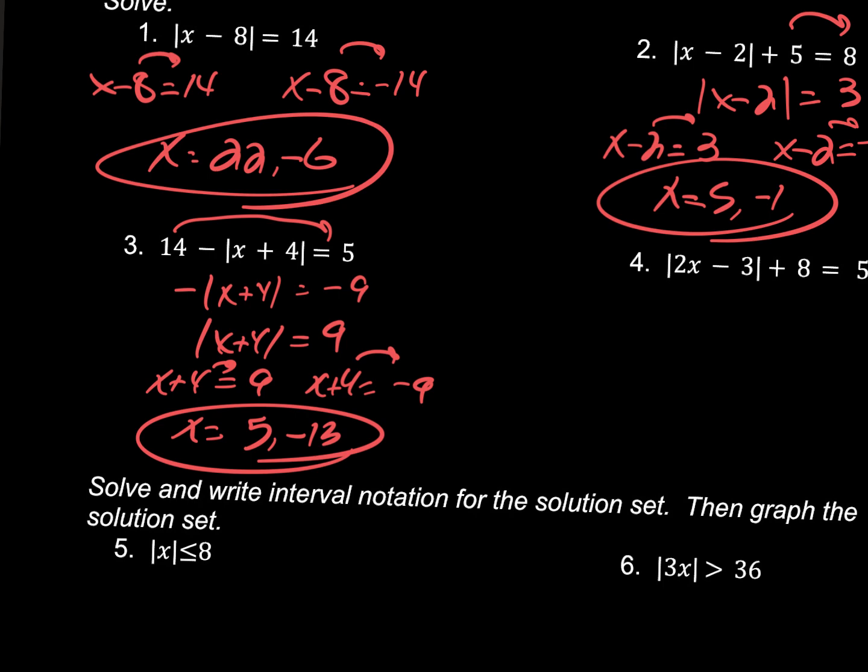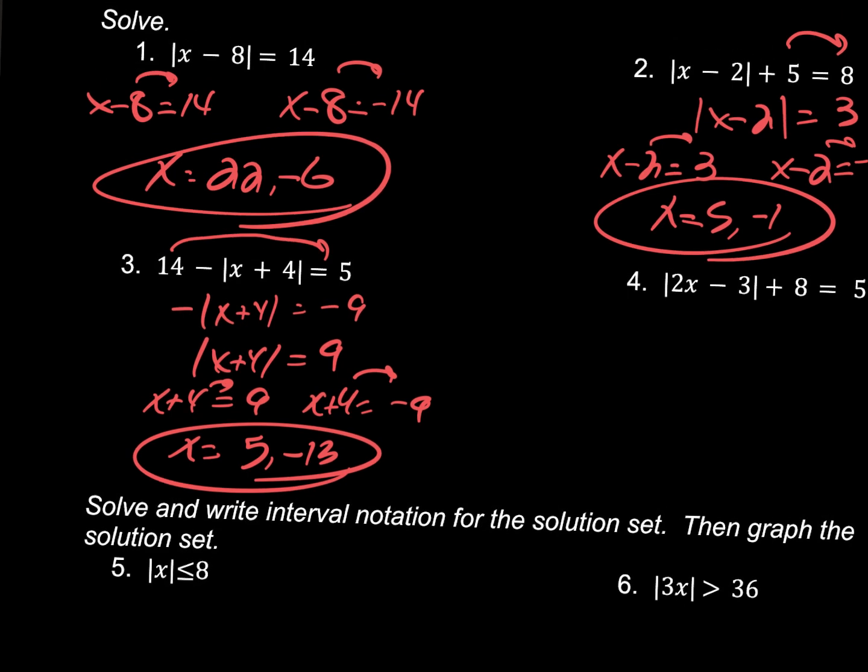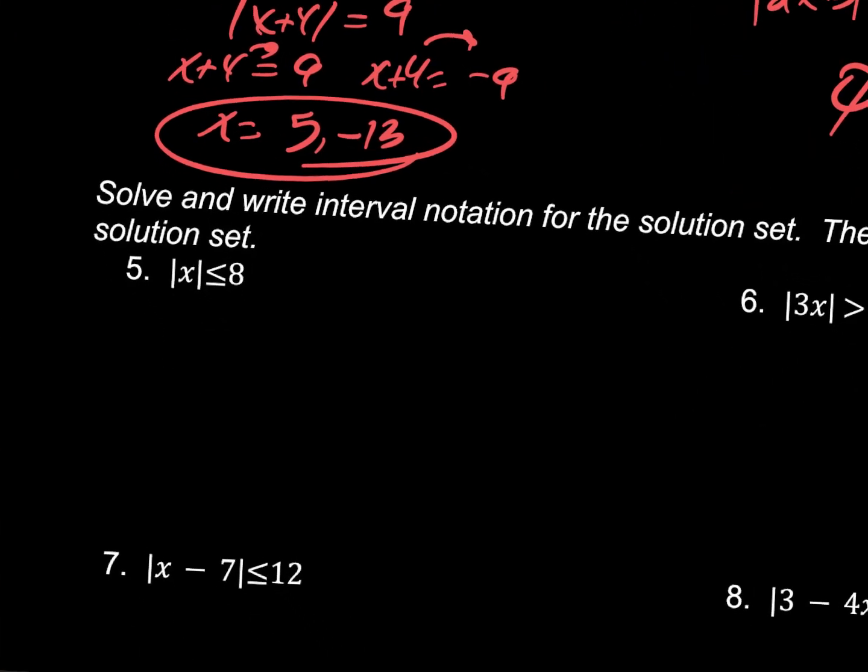That's all you got. And number 4, let's move the 8 first, as always. And the good thing is, or bad thing is, when I move the 8, I get negative 3. There is no way absolute value can equal a negative number, so there's no solution. You got to watch that. You got to be really careful because if you go ahead and work it out like we did the first 3, you'll get an answer. It's just wrong, so be very careful.